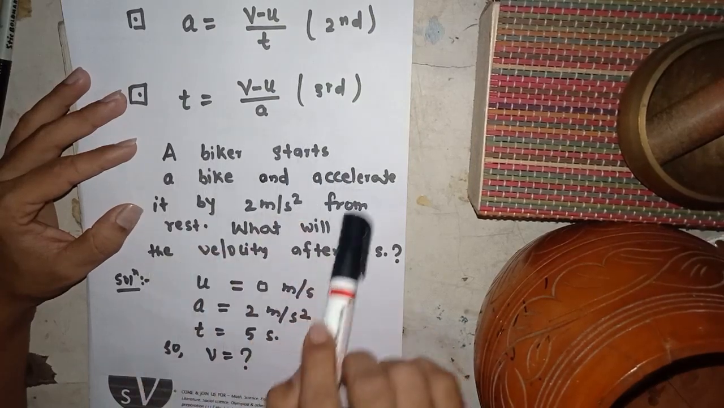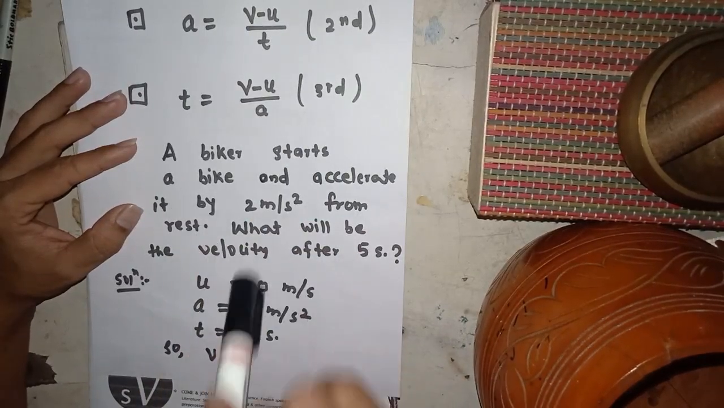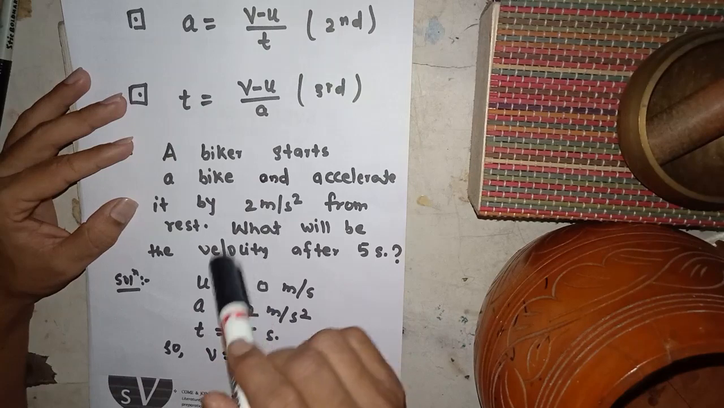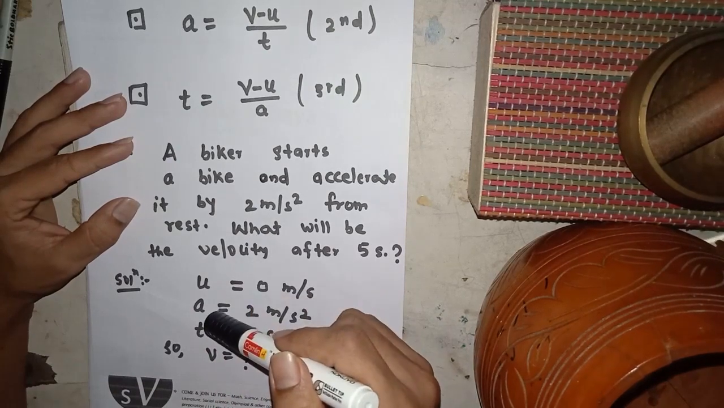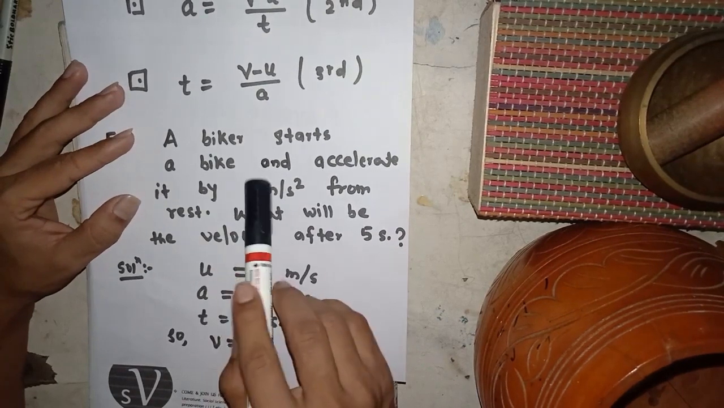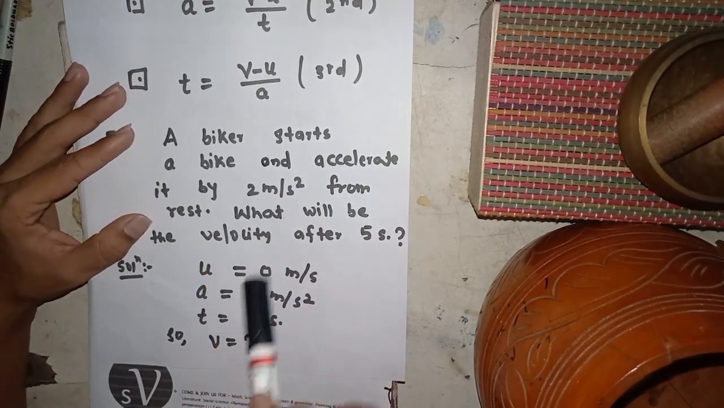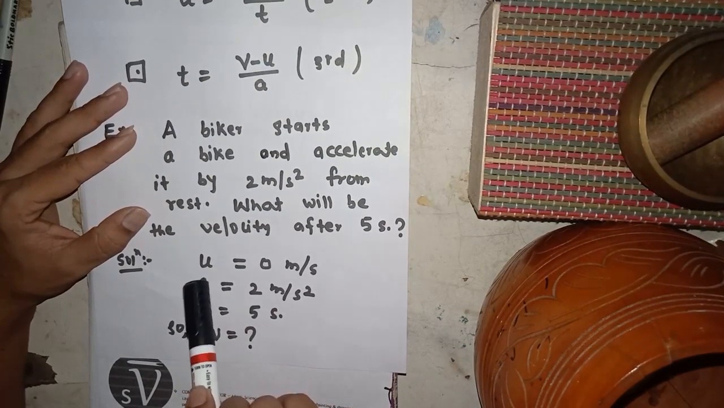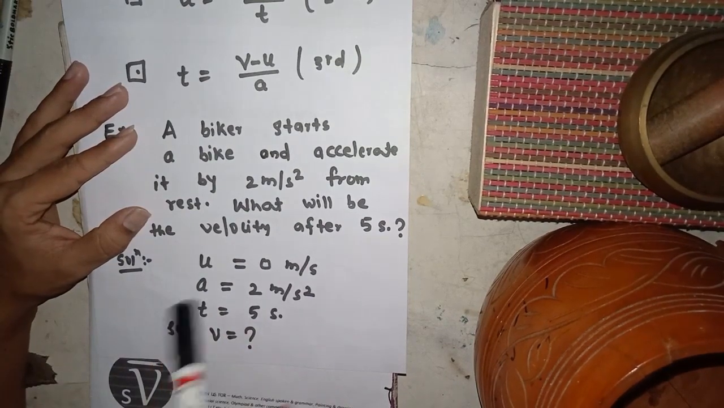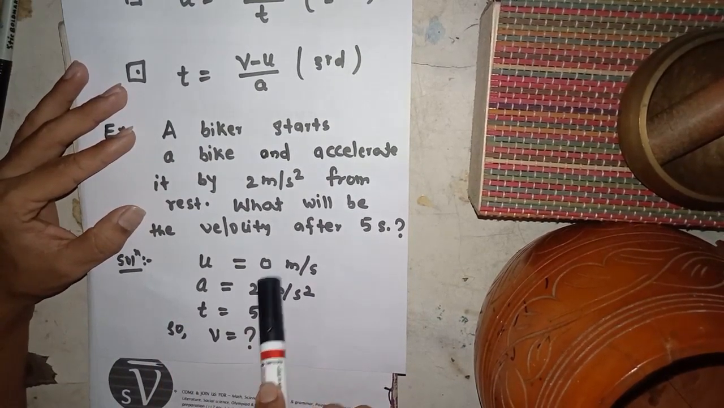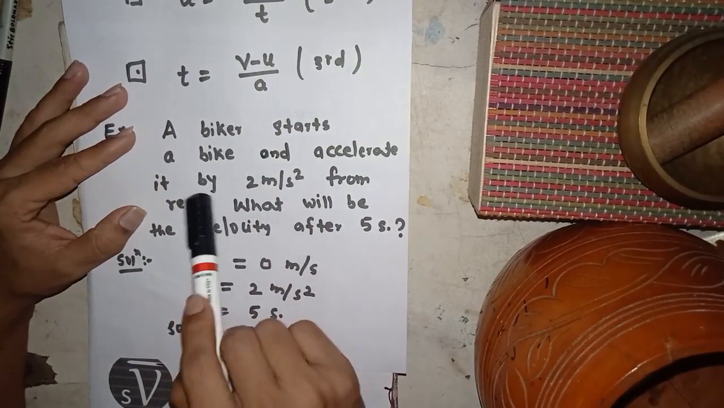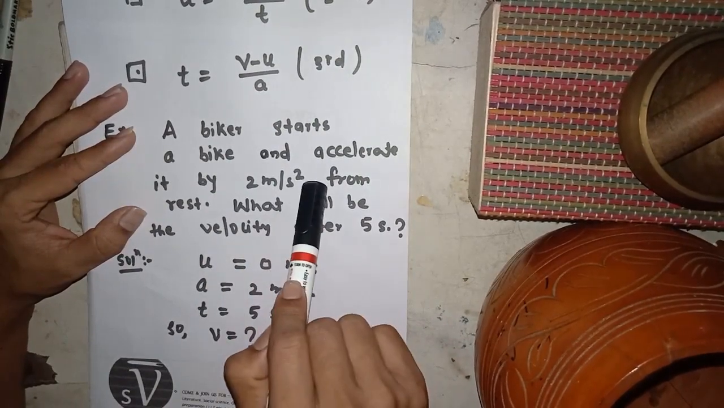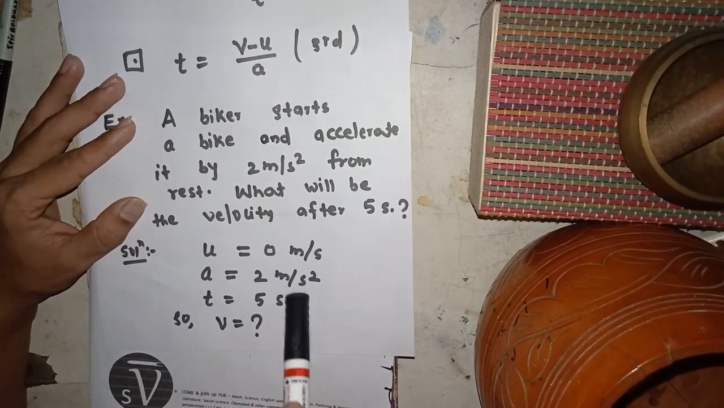So what are the information or quantities given here? You have to observe first. Then you have to observe which quantities are unknown or which quantity is to be found out. So here, if a biker starts from rest, it means initial speed or velocity is 0. That's why I'm writing the symbol u is equal to 0. So you have to write given, and u is equal to 0. Now, accelerate it by 2 meter per second square means acceleration is here 2 meter per second square. It means a is 2 meter per second square.